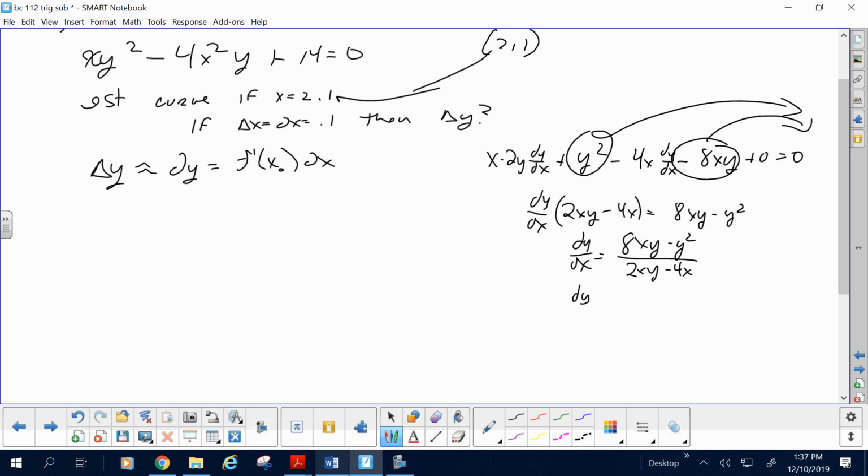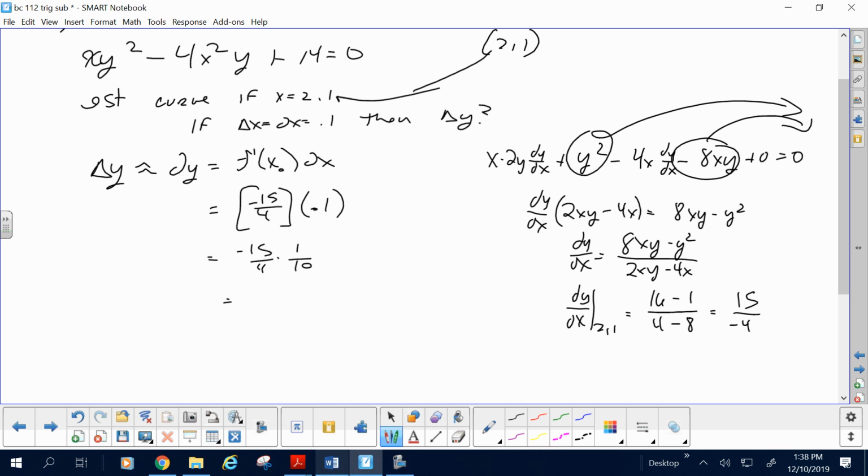So as far as dy dx at 2, 1, let's go with 16 minus 1 over 4 minus, no, that was undefined. 15 over negative 4? I'm pretty confident with that, but I wouldn't bet my life on it. Negative 15 fourths is the rate of change. X is changing by 0.1. So that is negative 15 fourths times 1/10. So negative 3/8.